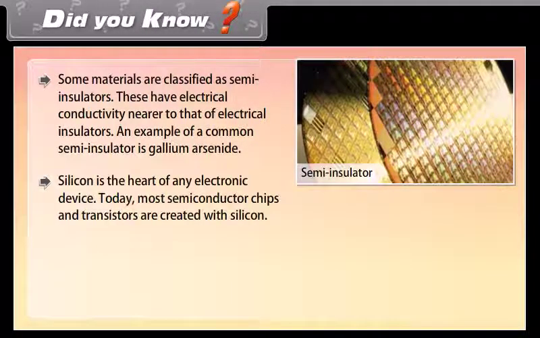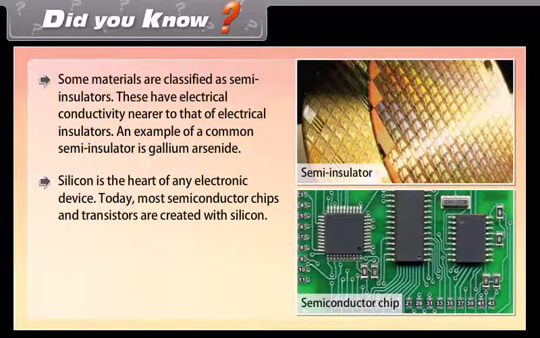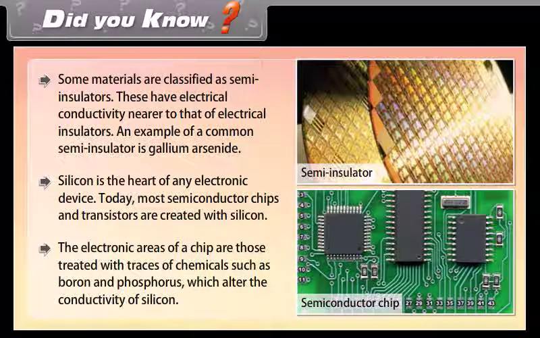Silicon is the heart of any electronic device. Today, most semiconductor chips and transistors are created with silicon. The electronic areas of a chip are those treated with traces of chemicals such as boron and phosphorus, which alter the conductivity of silicon.